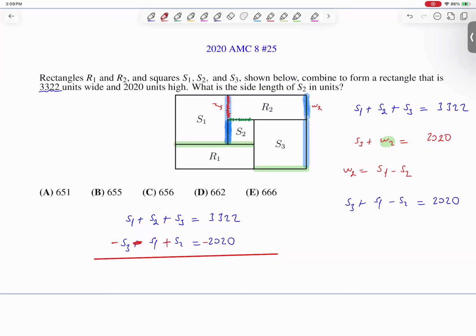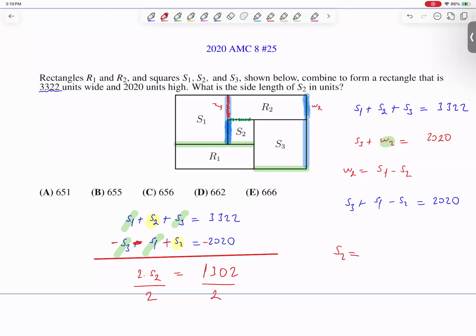Now we are adding side by side. The S3 cancels out on the left-hand side and S1 cancels out. We have S2 plus S2, which is 2S2. Two times the side length of the second square is equal to the difference between 3,322 and 2020, which is 1,302. Now, if we divide both sides by 2, we get the answer.